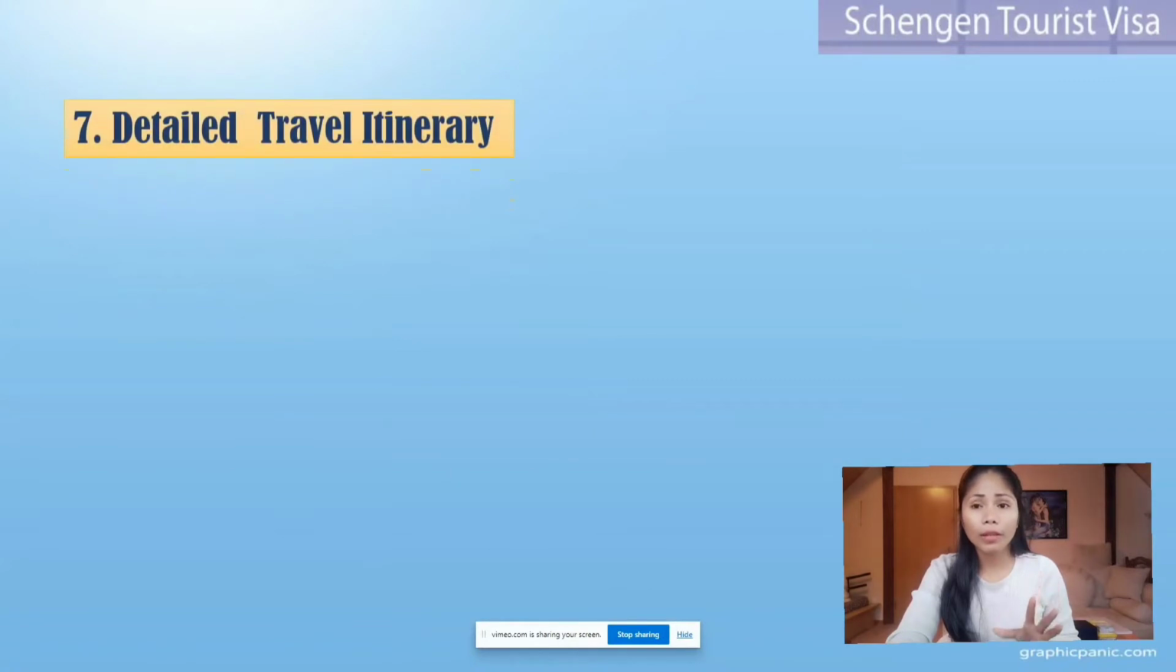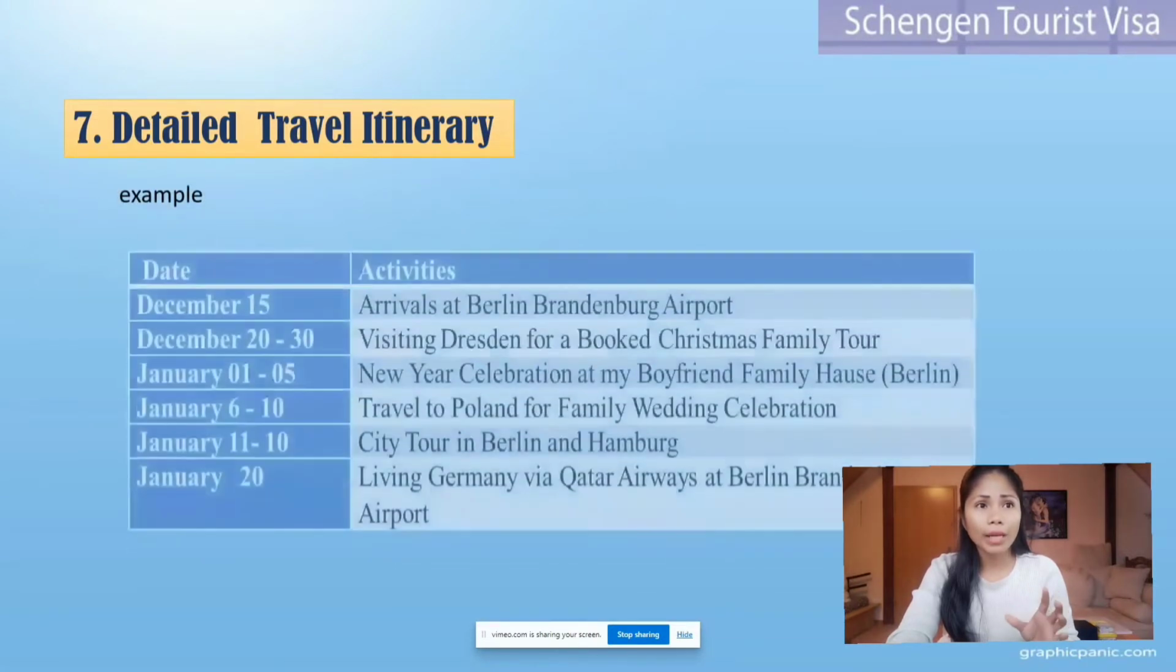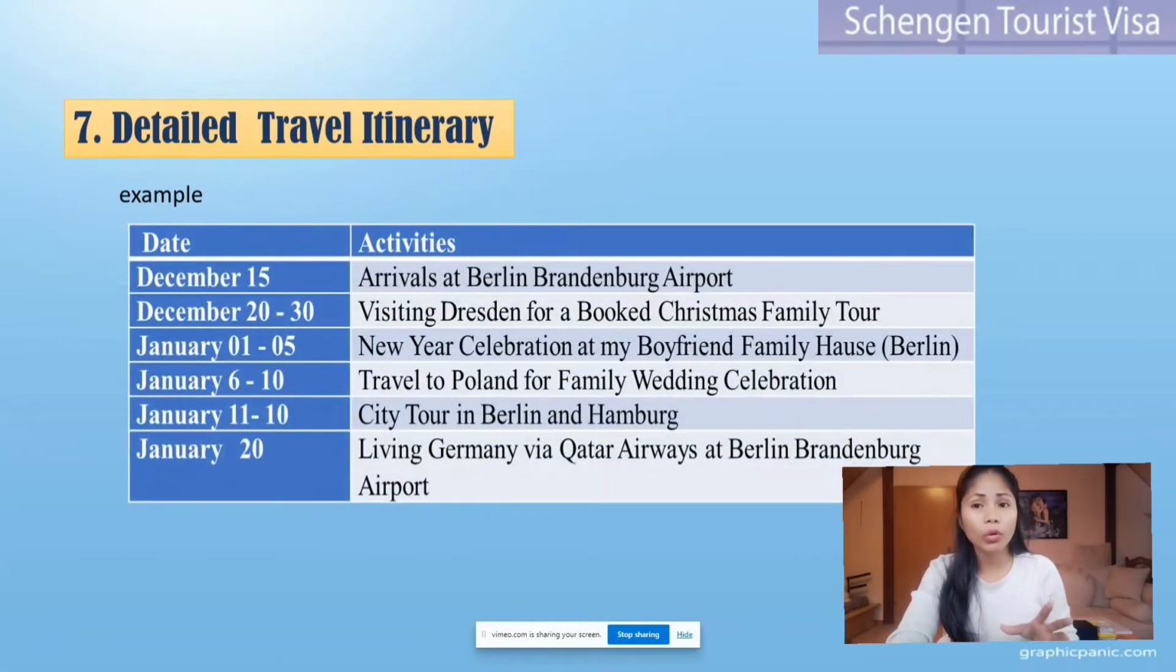And number 7 guys is your detailed travel itinerary. And so for example, I also made this, guys, but of course this is just a summary. I just want to give you information on how to do it. Hindi naman, guys, importante na day by day, day 1, day 2, day 3, day 4. Summary is enough, like date and the activities that you would like to do.